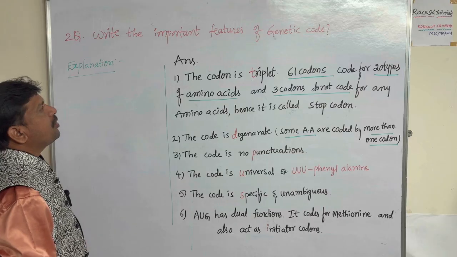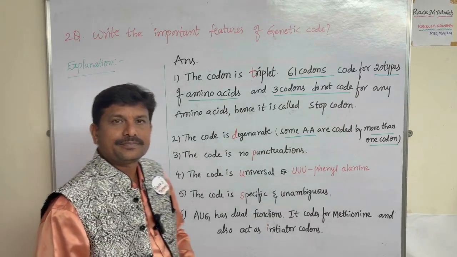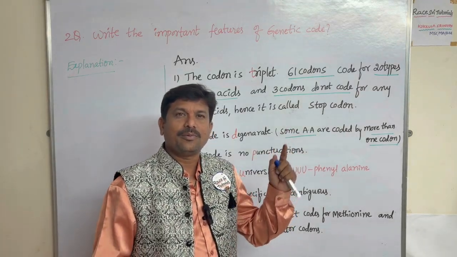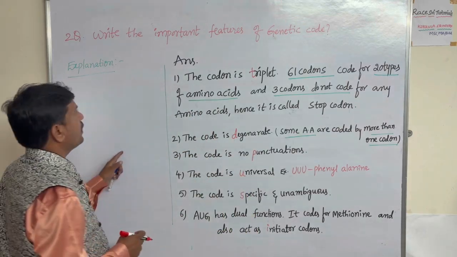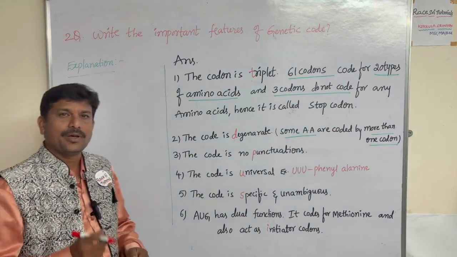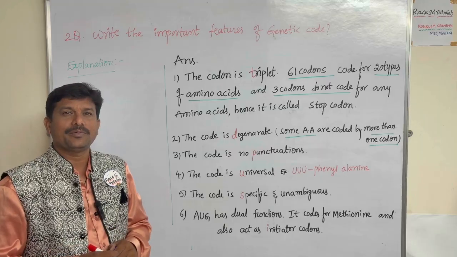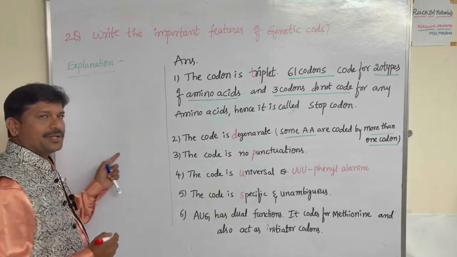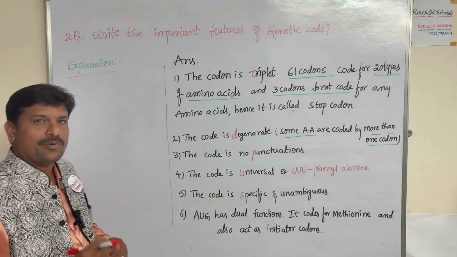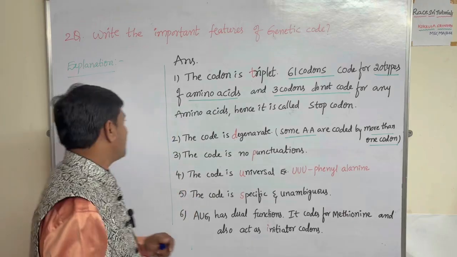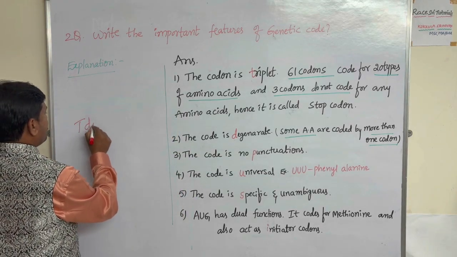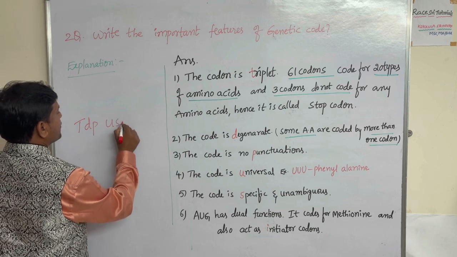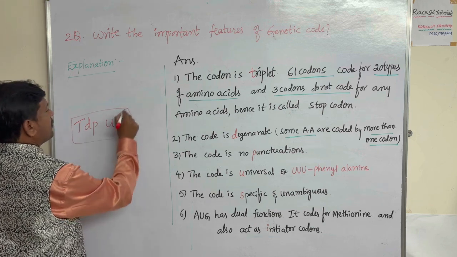Write the important features of genetic code. So what type of importance does the genetic code have? Let's discuss it. For understanding, I am going to use a very simplified code. You know, in Andhra Pradesh, which party is on? Telangana party, TDP party, USI. This is one of the codes.